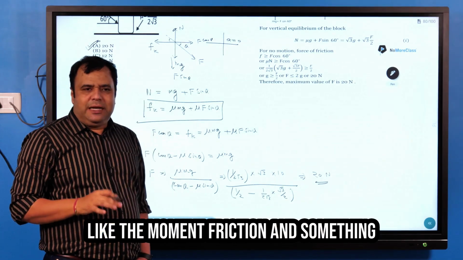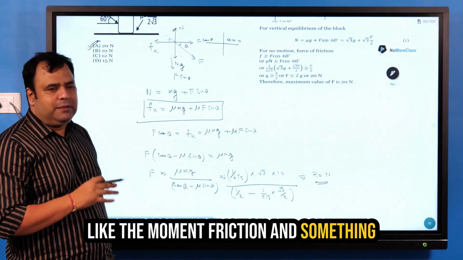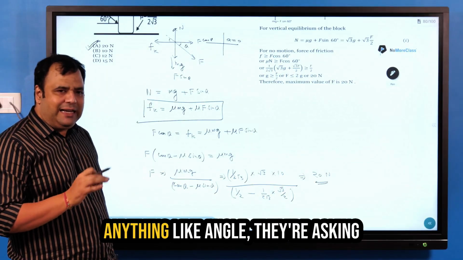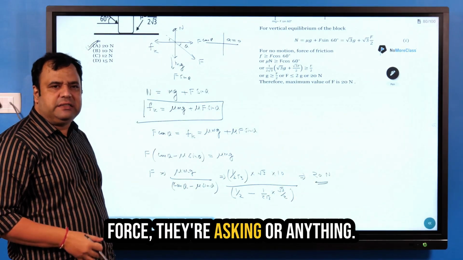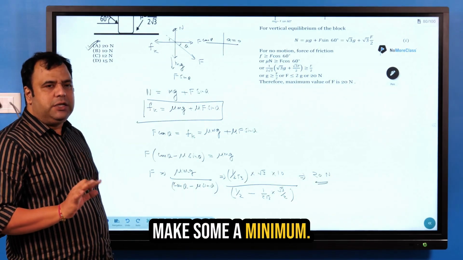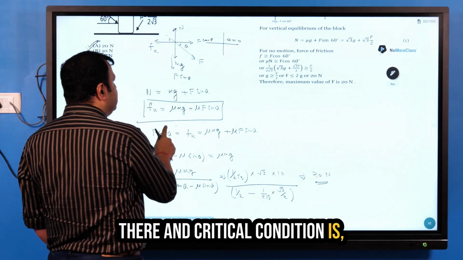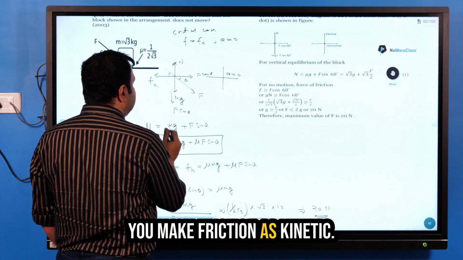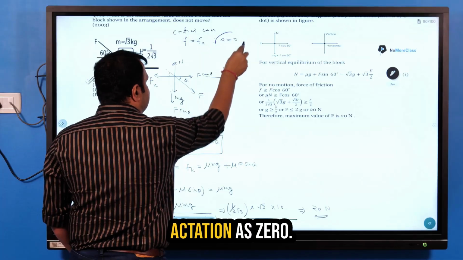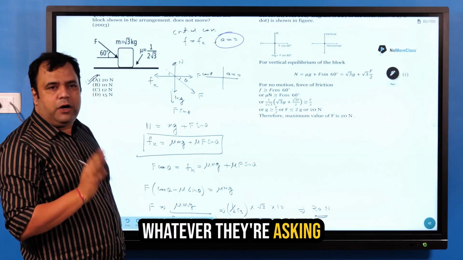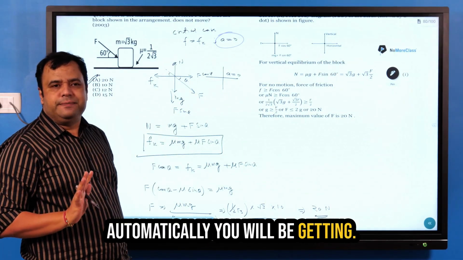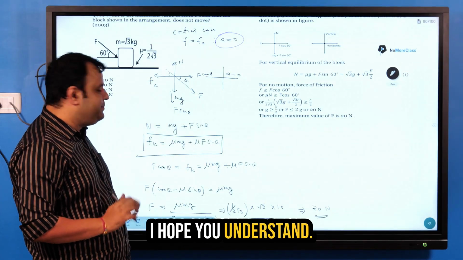Again, always remember, the moment friction is there and they are asking something maximum, minimum, critical, like angle or force, you immediately go for the critical condition. Critical condition is you make friction as kinetic, acceleration as 0. Whatever they are asking, automatically you will be getting. Okay, I hope you understand. Thank you.